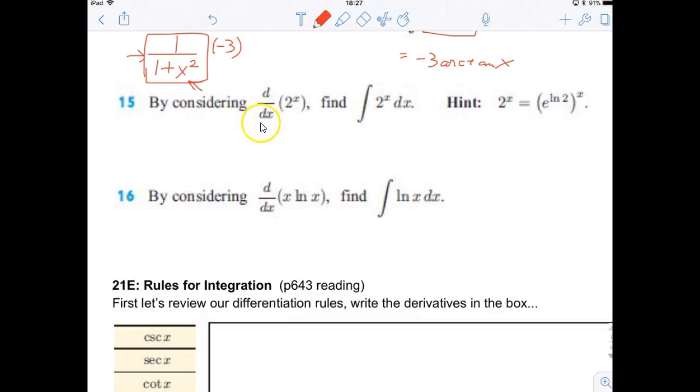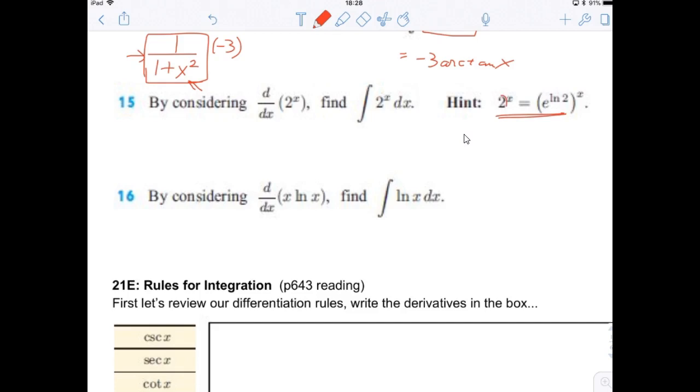Okay, here we're going to take the derivative of an exponential function, and then we're going to find the integral of a similar exponential function. Remember that we know how to take the derivative of e to the x. Maybe you don't remember the strategy for taking the derivative of a different base to the x. But pretty much you use this trick here.